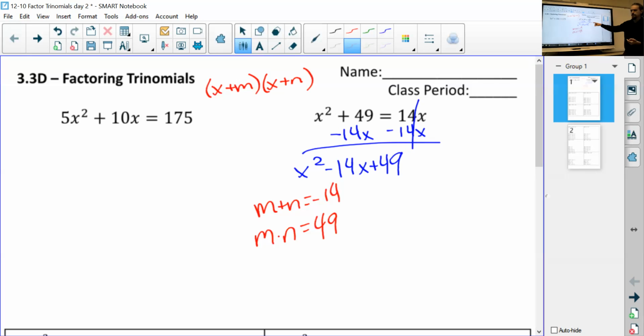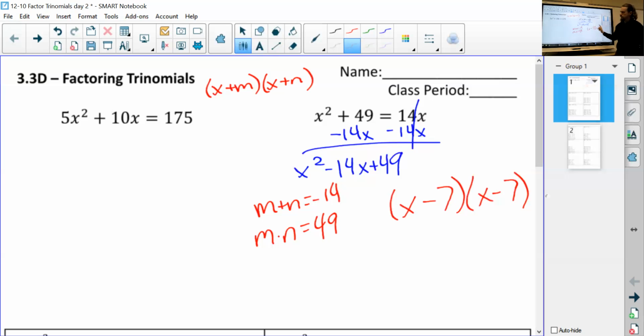Okay, so I start thinking, what are my factors that give 49? And this one's kind of easy because 49 only has one set of factors besides 1 and 49, and that is 7 and 7. We know the sum is negative 14, so those both need to be negative 7. Negative 7 times negative 7 is positive 49. Negative 7 plus negative 7 is negative 14. That's what we're looking for. All done. Really the only thing we added here was moving everything over to make our trinomial look the way we want it.